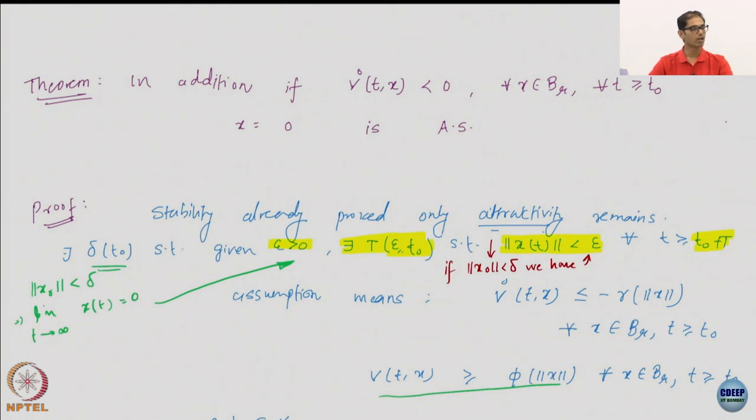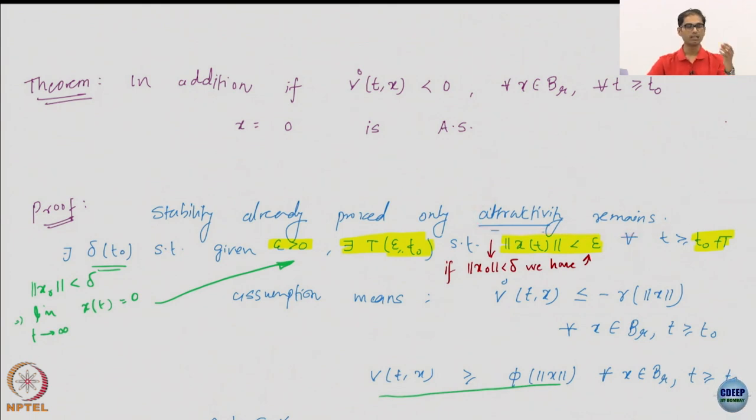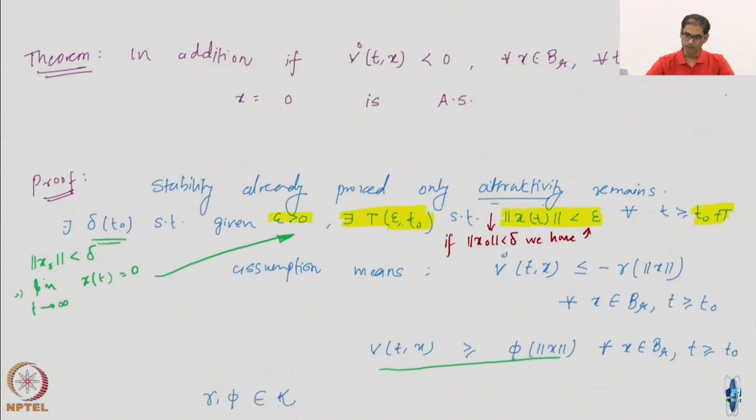This is what we now want to prove, the next step in some sense. Because we have already proved stability, the only thing we need to prove is attractivity. Remember that asymptotic stability is just a combination of stability and attractivity. If you add uniformity to stability and to attractivity, you get uniform asymptotic stability, and so on. So we already know the terminology pretty well.